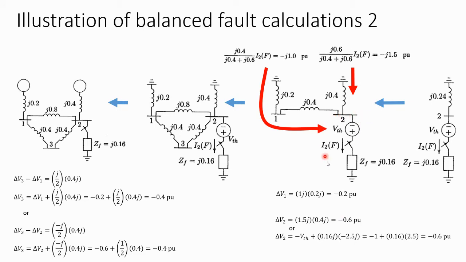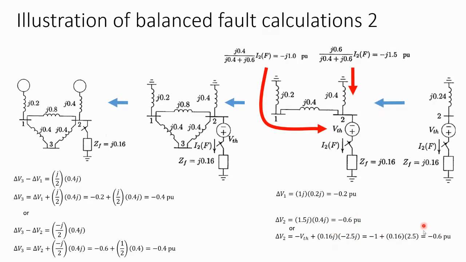Another way of determining delta V2 is by looking into this branch. So to do that, I simply have to determine as well the voltage drop along the branch over here. I start by walking down from bus 2 to the ground. As I walk, I will meet negative VTH. So I write negative VTH plus the voltage drop in this impedance, which is I2F multiplied by 0.16j. And this is what I get, and this is the delta V2.